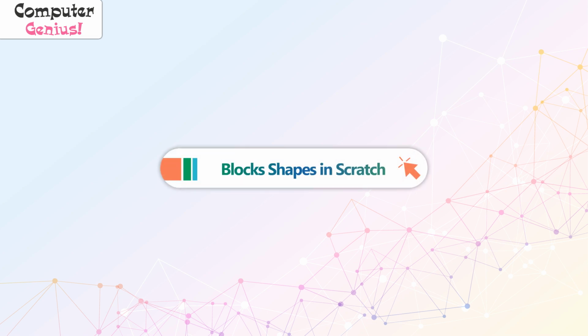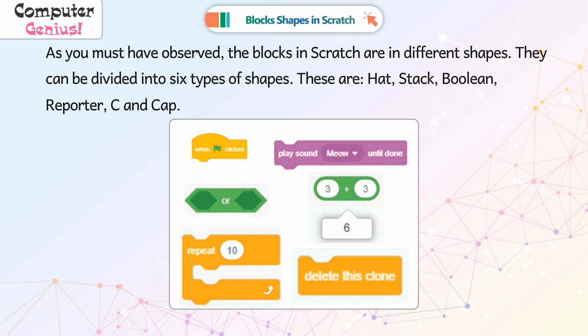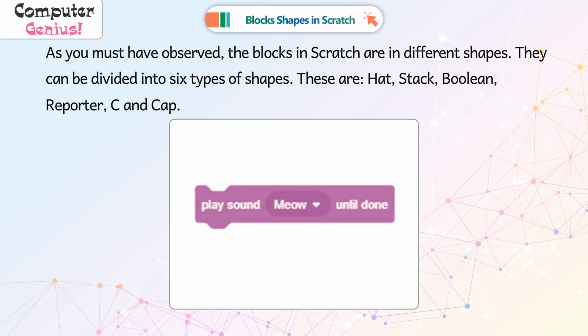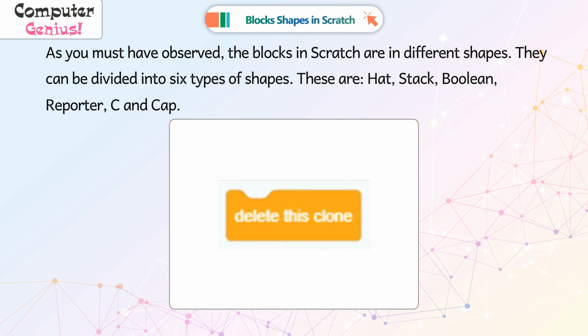Blocks shapes in Scratch. As you must have observed, the blocks in Scratch are in different shapes. They can be divided into 6 types of shapes. These are hat, stack, boolean, reporter, C and cap.